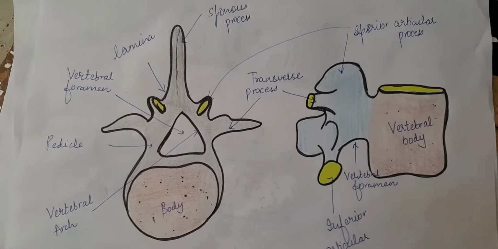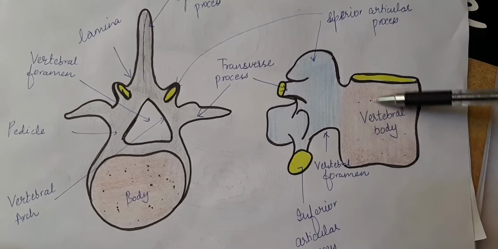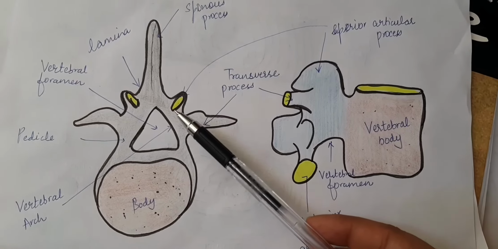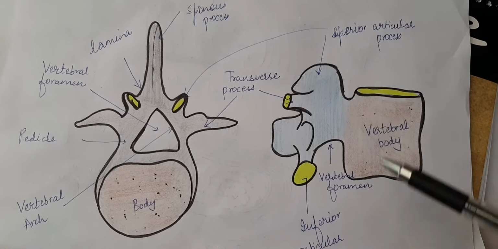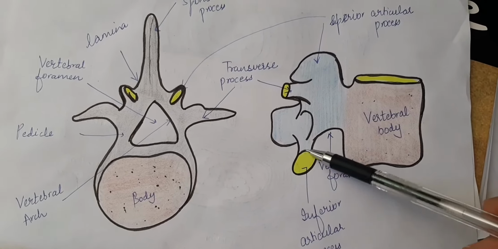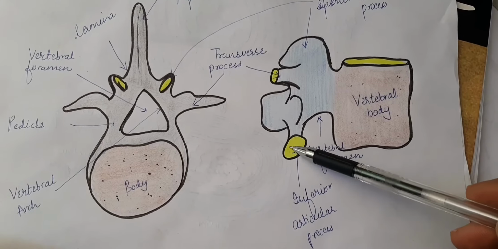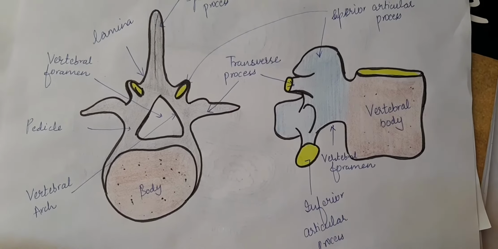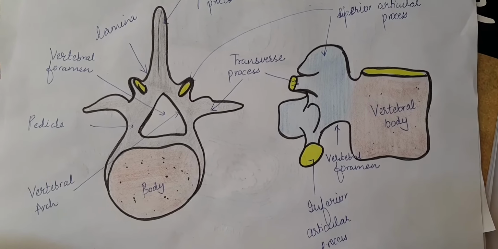Now look at the lateral view. Laterally you will see this is the vertebral body. This is the superior articular process, which looks like this in this view. This is the vertebral foramen. Upside you will see the vertebral foramen, and this is the inferior articular process, on the downward side. So this is the basic structure, the left to right side view of a typical vertebra.